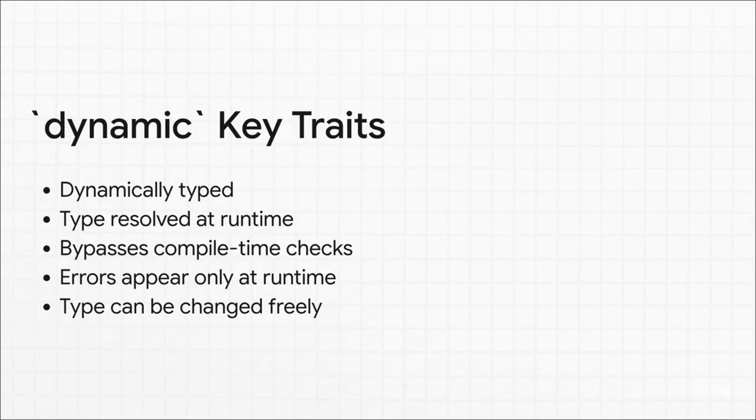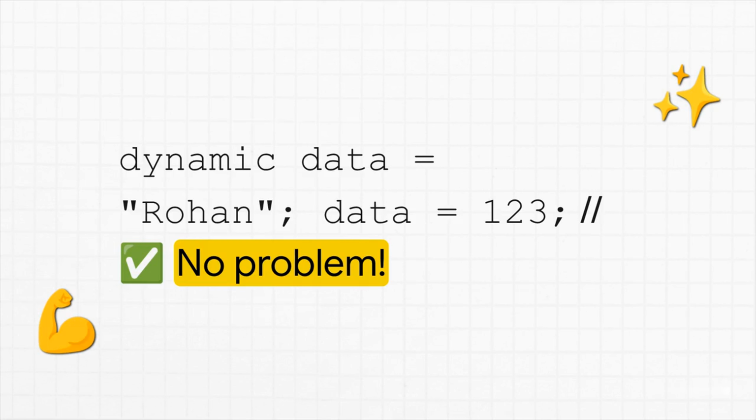The improviser is all about flexibility. It totally sidesteps the compiler's usual checks, which lets it change its type whenever it wants. But, and this is a big but, that freedom comes with a huge risk because errors will only pop up when the code is actually running. Check this out. This is that improvisation in action. The data variable starts its life as a string, but then boom, it becomes a number. And the program doesn't even blink. It has no problem with this at all. It just adapts on the fly.